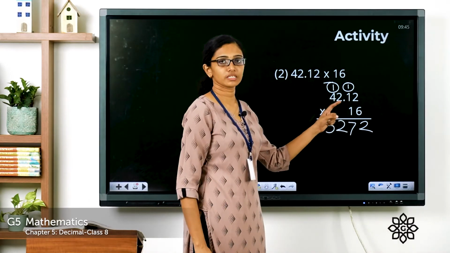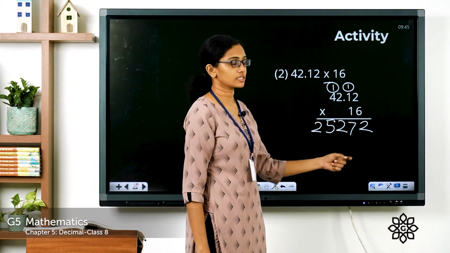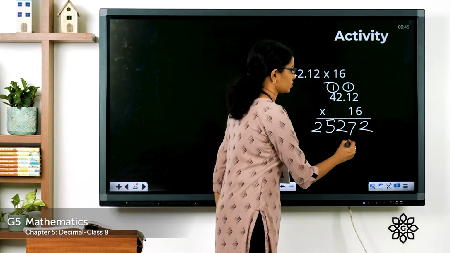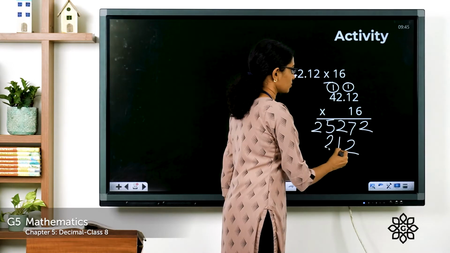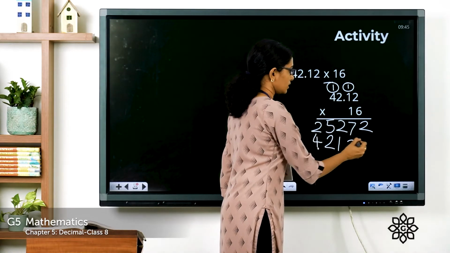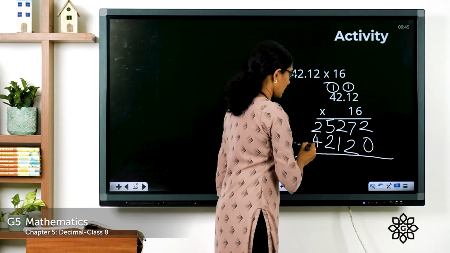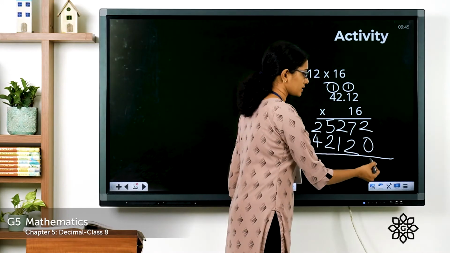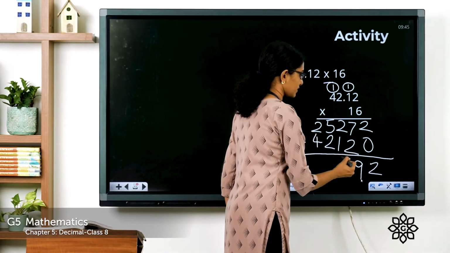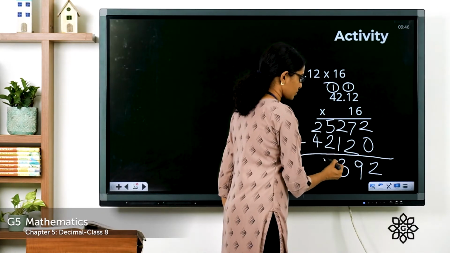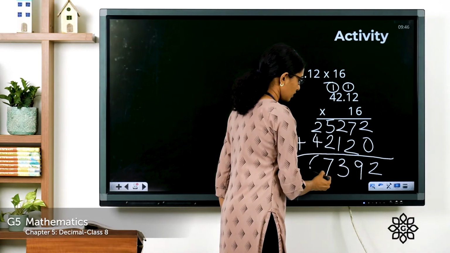Now there is one more digit in the multiplier, the tens digit. So 1 into 2, 2. 1 into 1, 1. 1 into 2, 2. 1 into 4, 4. Inserting 0. Now adding the products, we get 2 plus 0, 2. 7 plus 2, 9. 2 plus 1, 3. 5 plus 2, 7. 2 plus 4, 6.